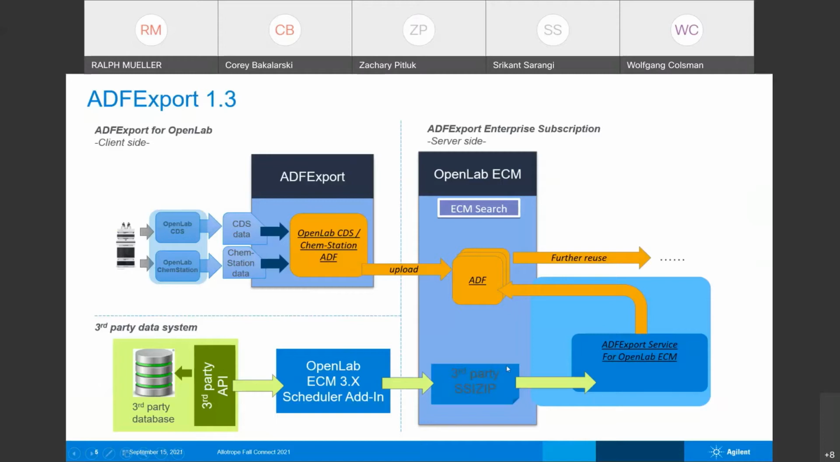And this typically shows up as an SSI zip file. With this, we go to an additional service we have generated, the ADF export service. This is not living in the OpenLab ECM due to compliance reasons, and it does the conversion or export from the SSI zip into the ADF and re-injects this ADF into ECM. From there, you can go for further use or for viewing capabilities if you have them or want to have them.